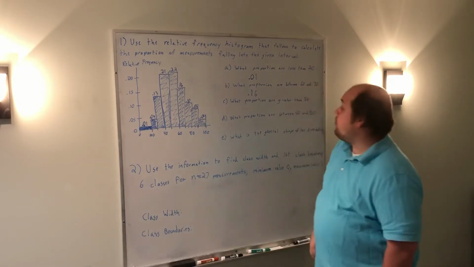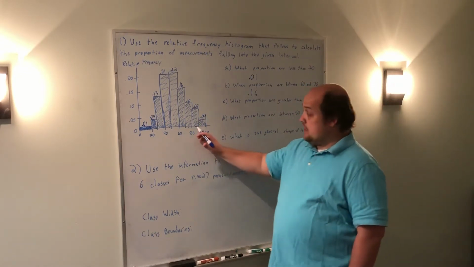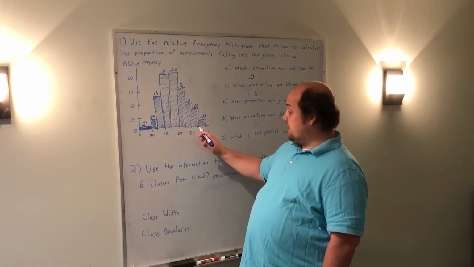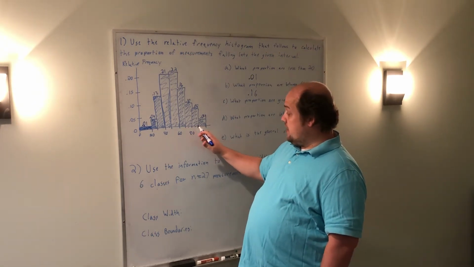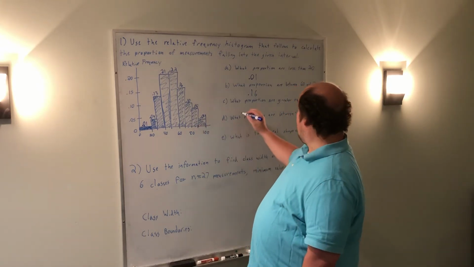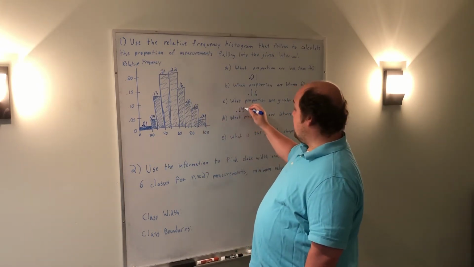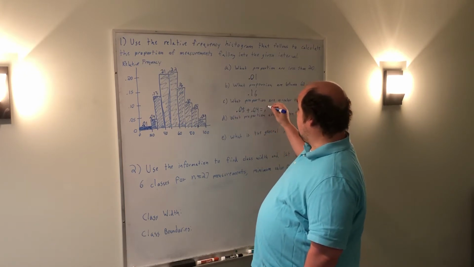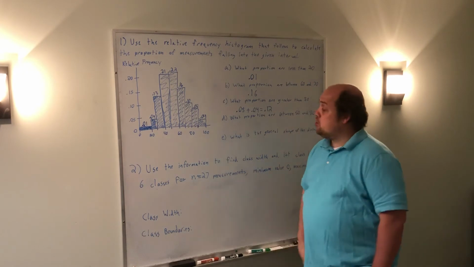When I'm asked what proportion of measurements are greater than 80, in this case, here's 80. Greater than means to the right, so it includes both this bar that's 80 to 90 and this bar that's 90 to 100. So that first bar had a proportion of 0.08. The second bar had a proportion of 0.04. When I combine them, I get an overall proportion of 0.12.